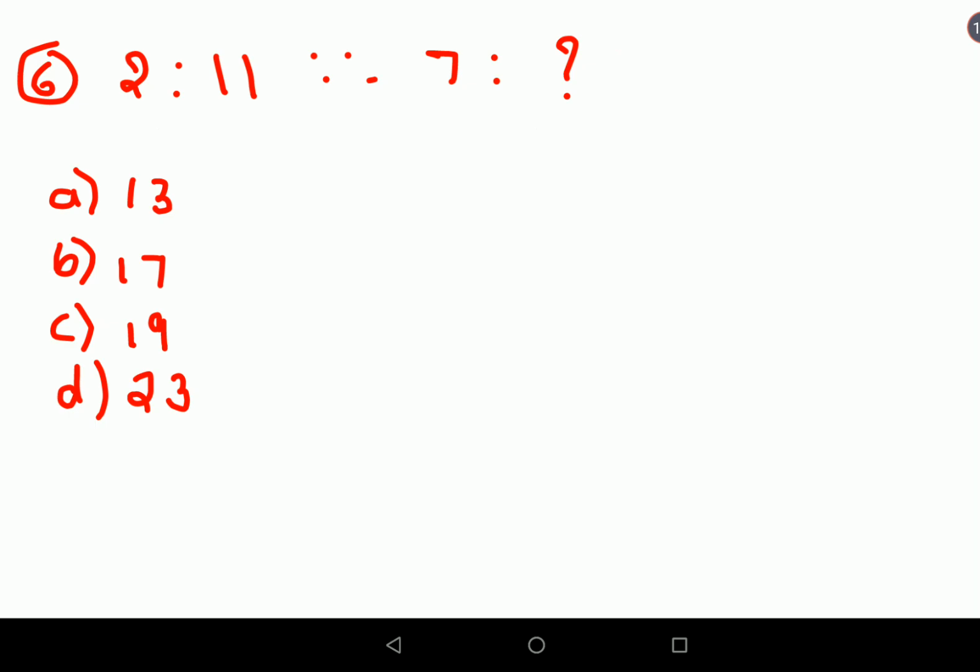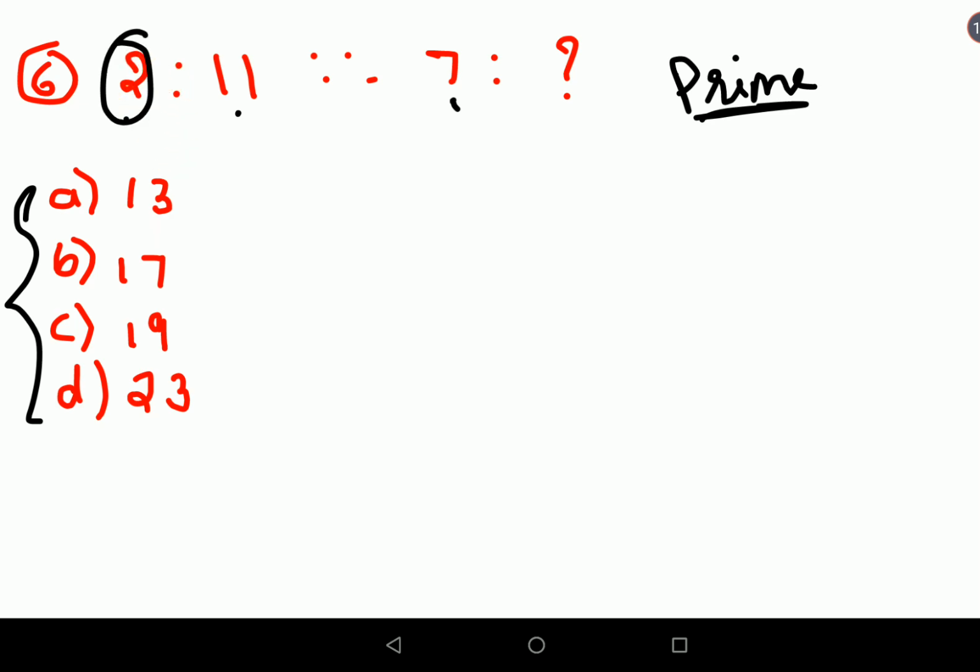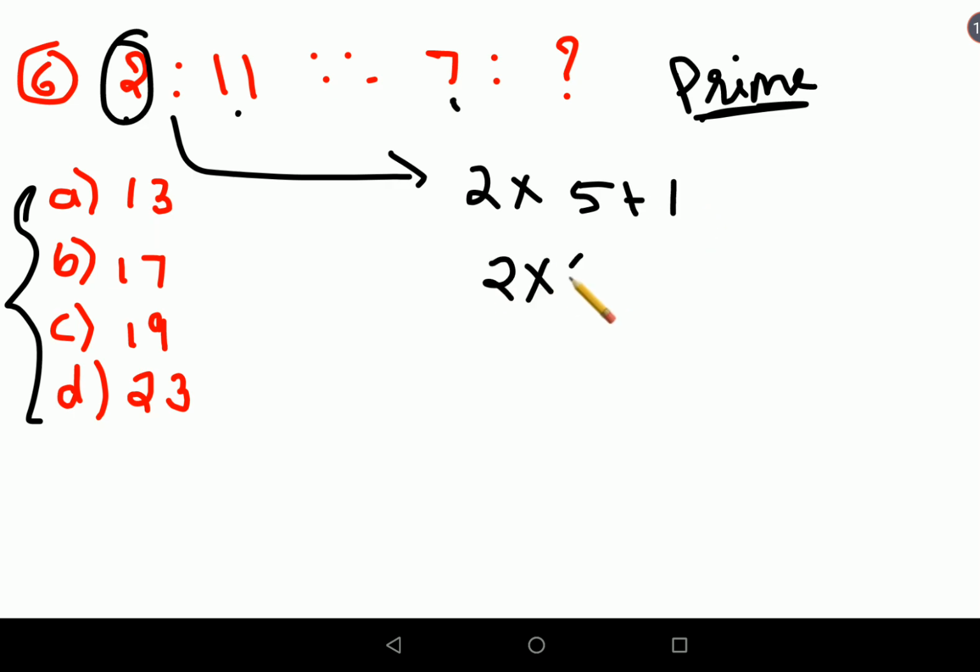Now, like I said, this also involves prime numbers. If you look at this particular question, here we have 2 and then 11 and then 7, and all the options are also prime numbers. So please remember, 2 is also a prime number. A lot of people think of even numbers or multiples of 2. A lot of people even thought of 2 into 5 plus 1, or 2 into 6 minus 1. No, that would not work, because when you do the same logic for this one, it goes wrong.